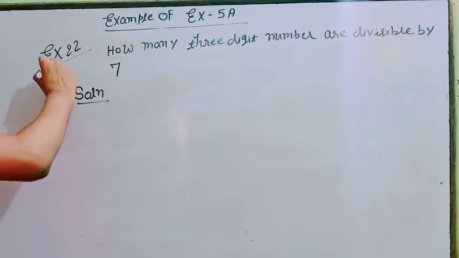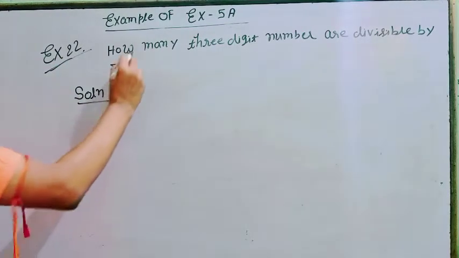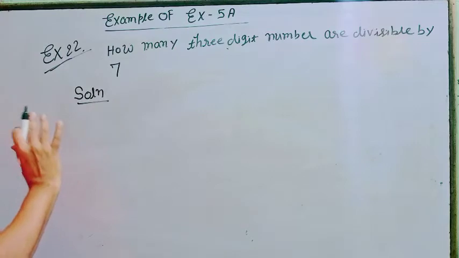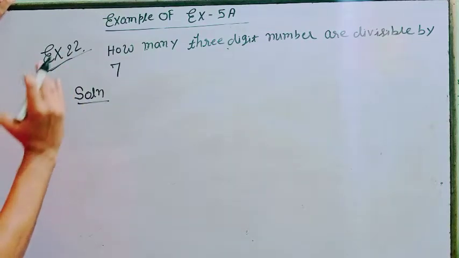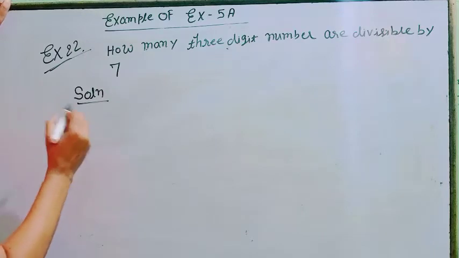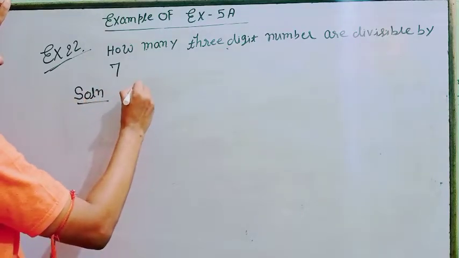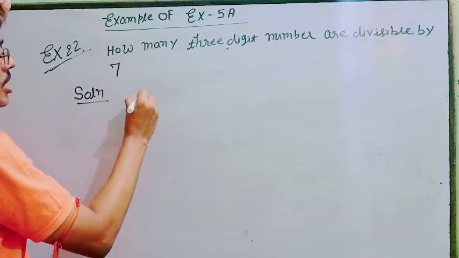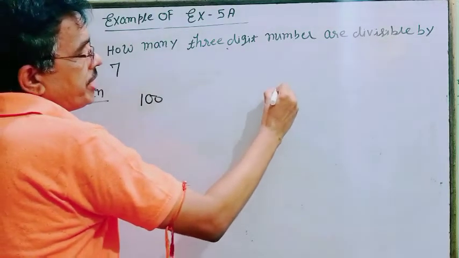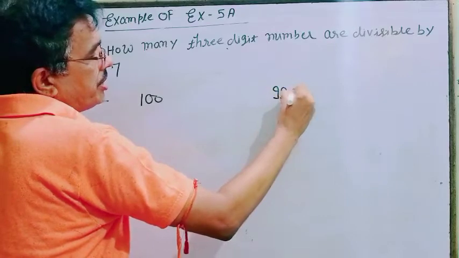Now see example 22: how many 3-digit numbers are divisible by 7? In the whole number system, how many 3-digit numbers are exactly divisible by 7? For this type of question, first write the smallest 3-digit number, that is 100, and the largest 3-digit number, that is 999.